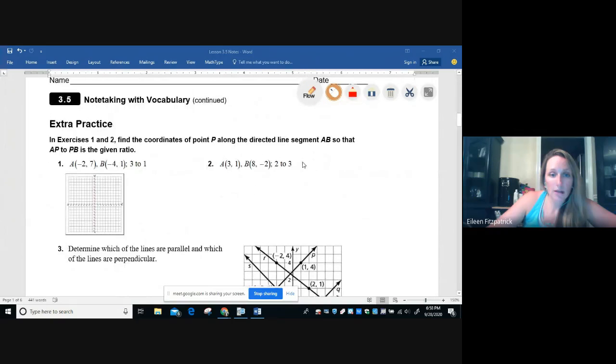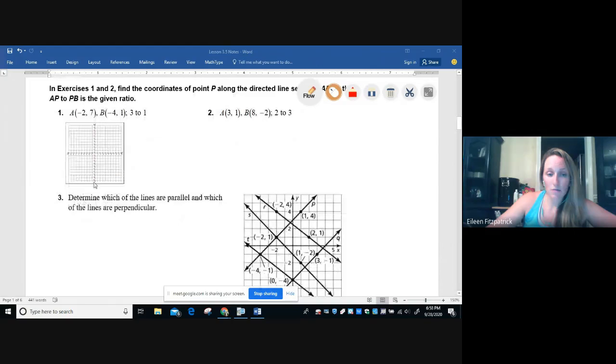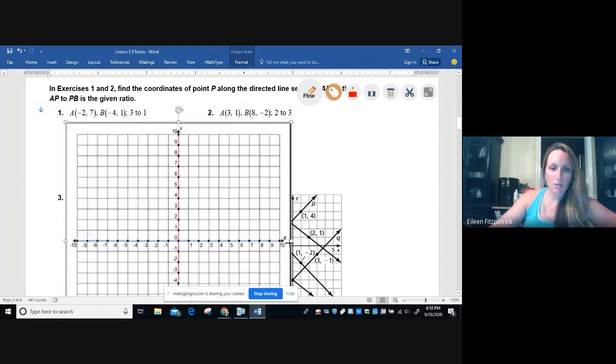Okay, so the first extra practice problem, this is new, and this does take a little bit of thought. It says in exercises 1 and 2, find the coordinates of P along the directed line segment AB such that AP to PB is in the given ratio, 3:1. I'm going to show you what I think is the easiest way of doing these problems. It's a little bit different than what the textbook shows, so if you're looking it up in the textbook, it might be explained a little differently. But you are going to want graph paper for this. I'm going to just make this big so that you can see what I'm doing.